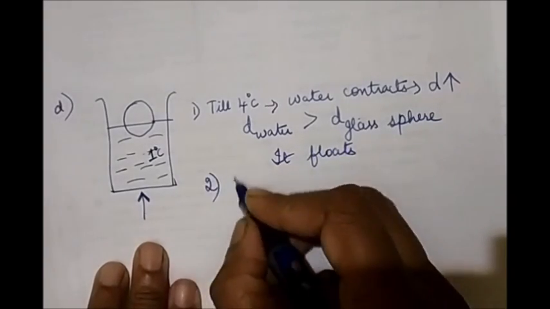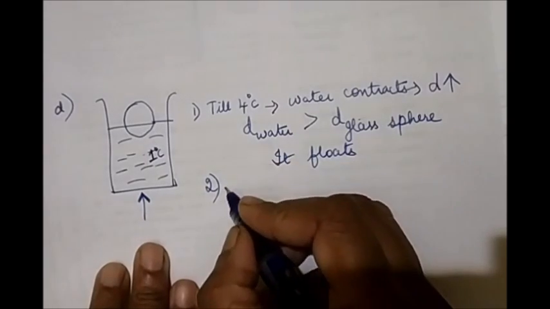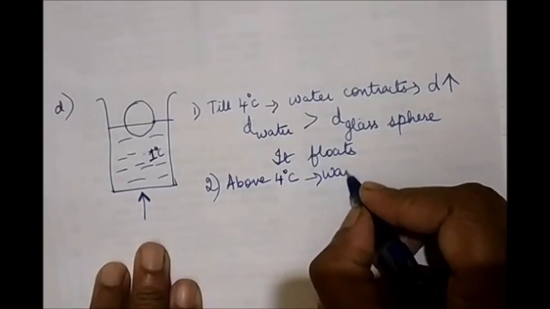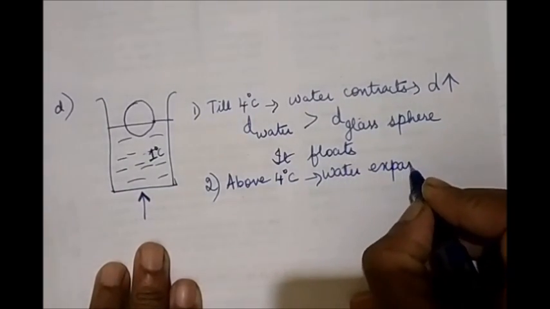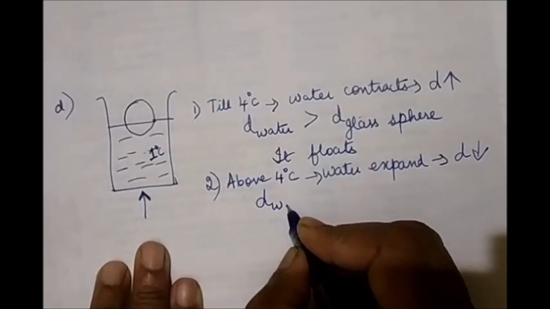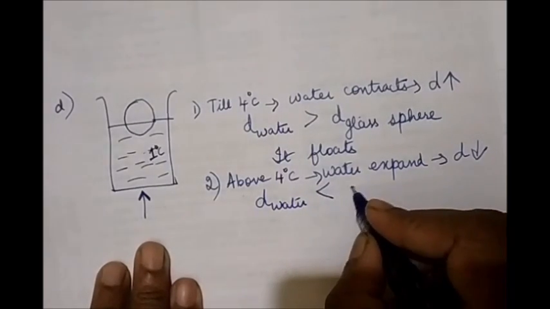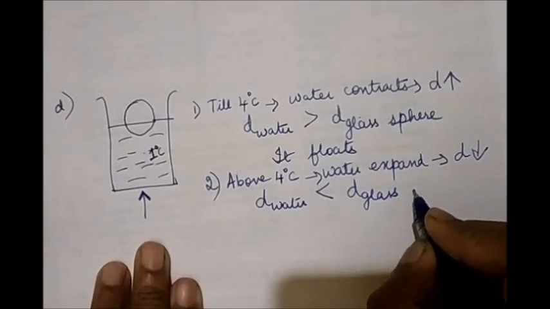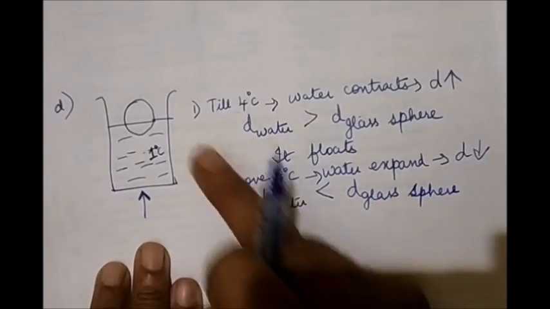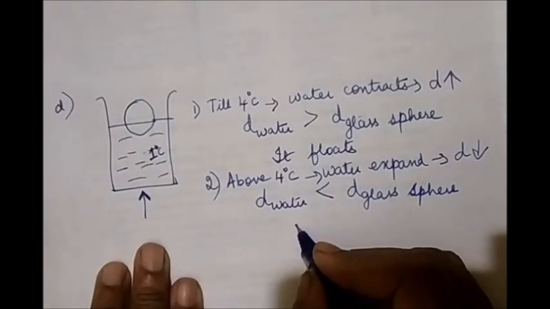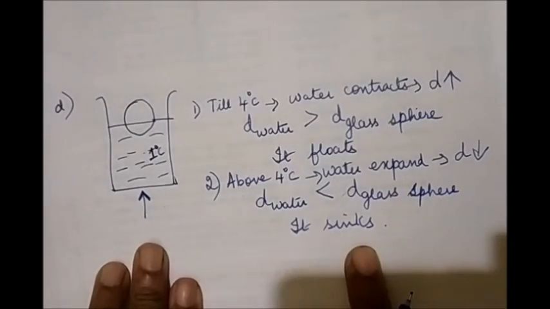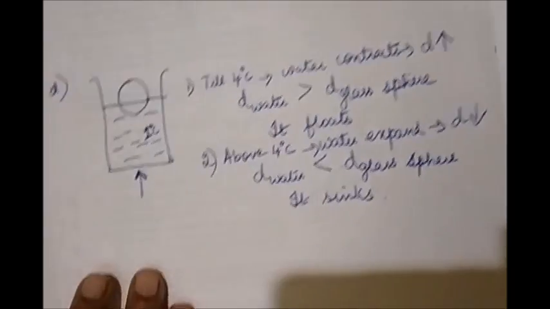The second case, when you heat it above 4 degrees Celsius. What will happen above 4 degrees Celsius? Water will expand. It won't contract. It starts expanding, and so its density will decrease. Now what will happen? The density of water will become less than the density of the glass sphere, or you can say the density of the glass sphere is more than the density of water. That means the sphere's density is more. Now it will start sinking. Therefore it sinks. So this is how your explanation should go. You should write both these cases and explain.